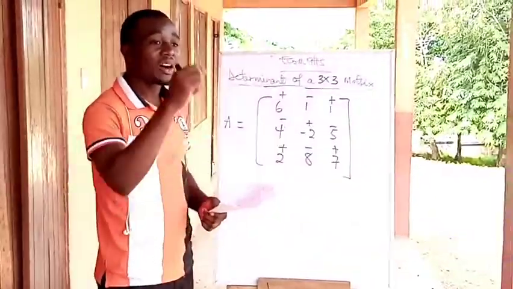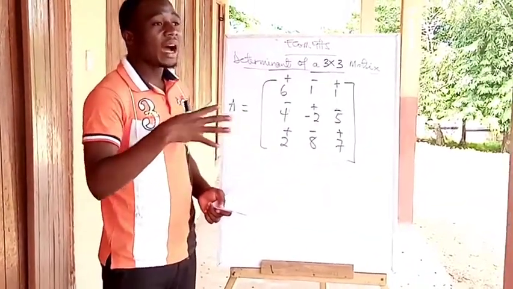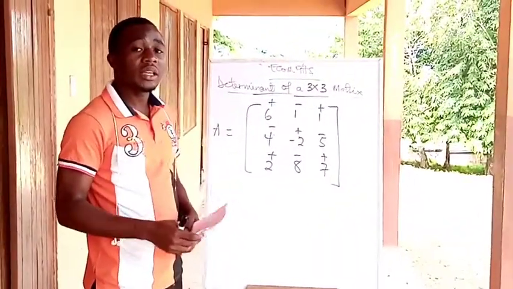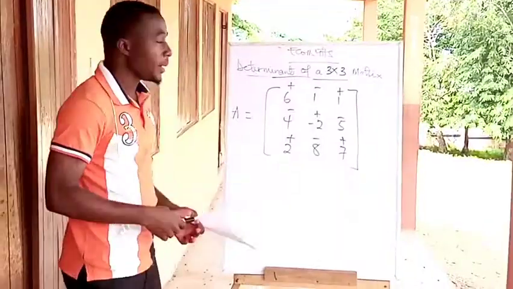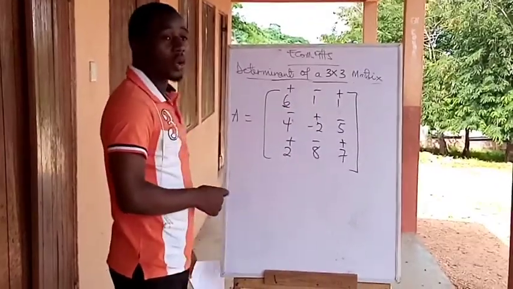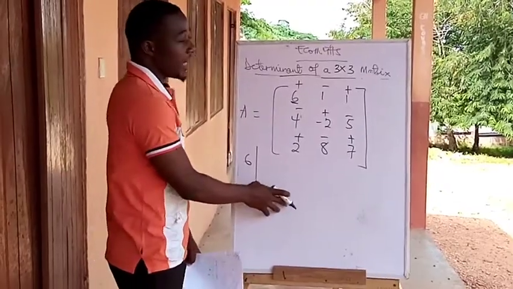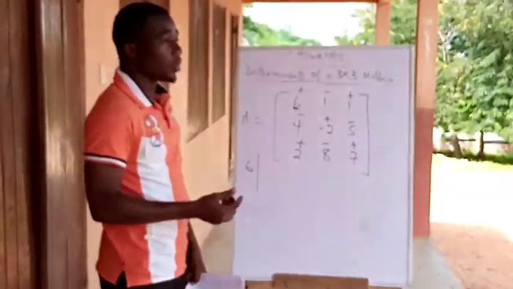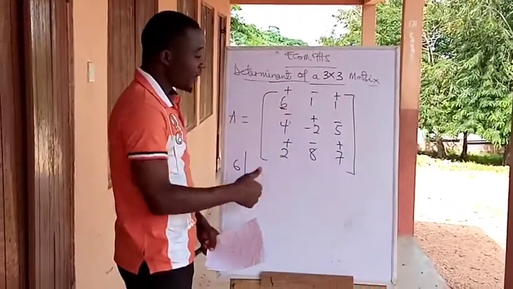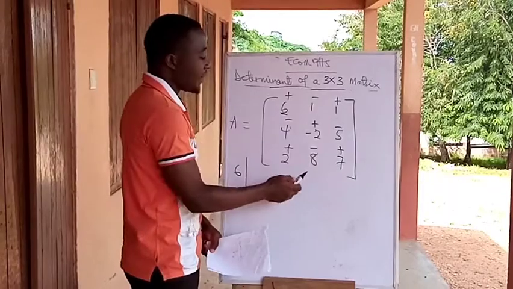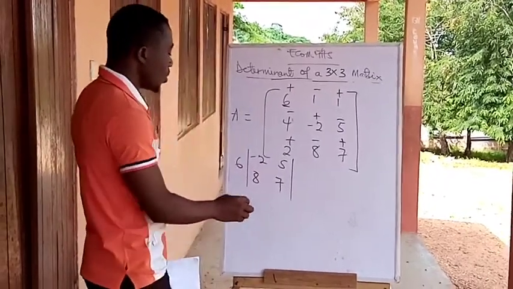What I need to do is pick the elements on the row that I've selected one by one, delete their row and column, and then multiply each element by the 2 by 2 matrix that will be left. I'm going to show you how you do that. My first element on this row is 6. I'm going to find the determinant of the 2 by 2 matrix that is left if I delete its row and column. This one is found on the first row and the first column, so I'm going to delete that. When I delete the first row and the first column, what I'll be left with is minus 2, 5, 8, and 7. So I'm going to write minus 2, 5, 8, and 7. I'm done with the first part.